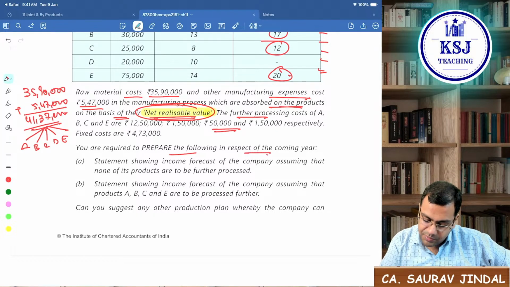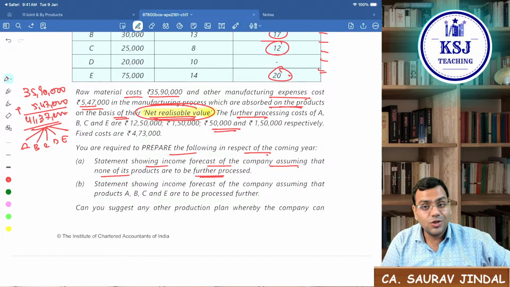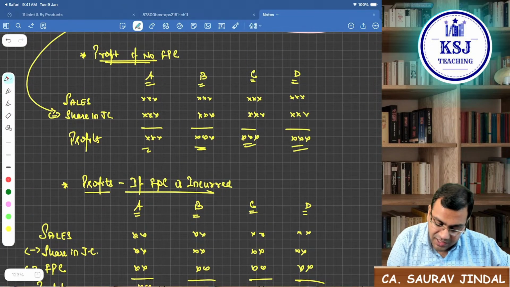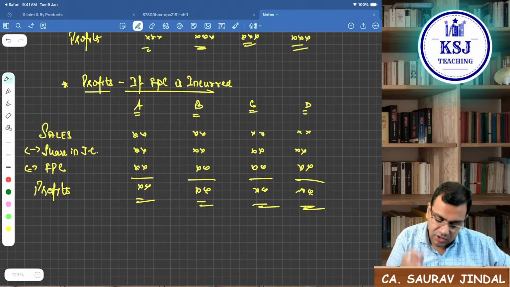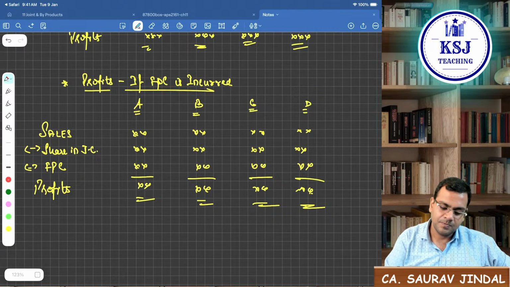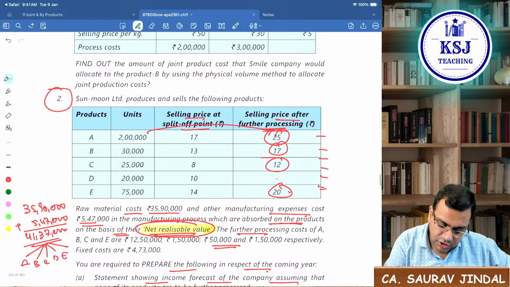Prepare a statement showing the income forecast of the company, assuming that none of its products are to be further processed. So joint cost distribution will be on NRV only. This is the only difference. Here you will do sales minus share in the joint cost. That's it. If further processed, then sales minus share in joint cost minus FPC. That will give you the profits. So this is another important question. This is the type of questions that they are asking.